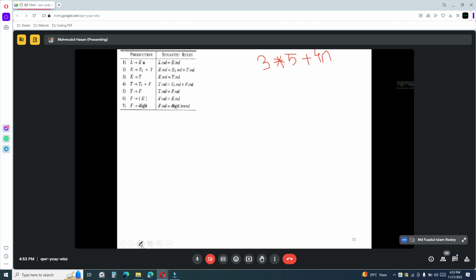Synthesized. Inherited. Okay, so suppose we forget those things. This is your production rule and this is your input string. Is it possible to draw a parse tree with the help of derivation? Let's try to draw.